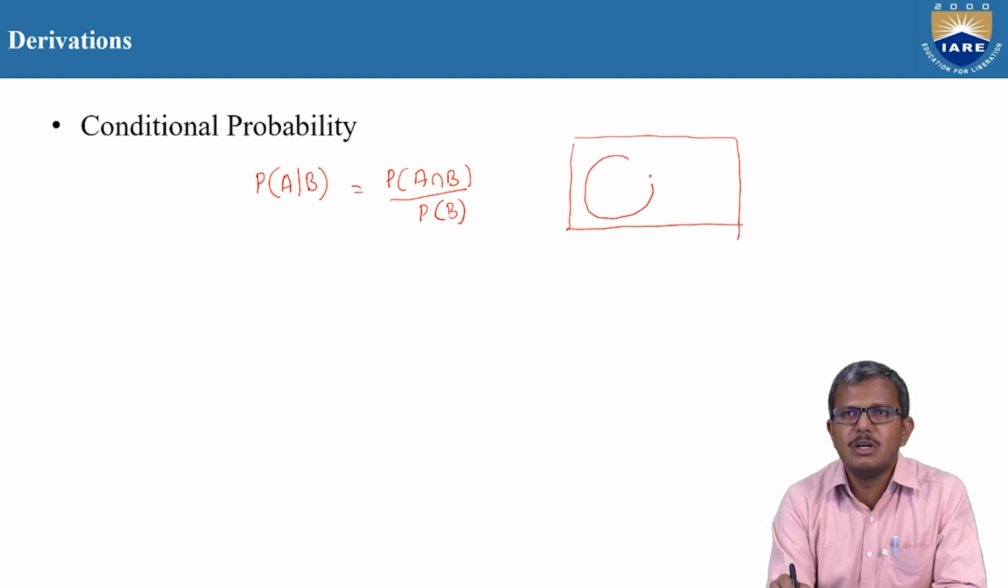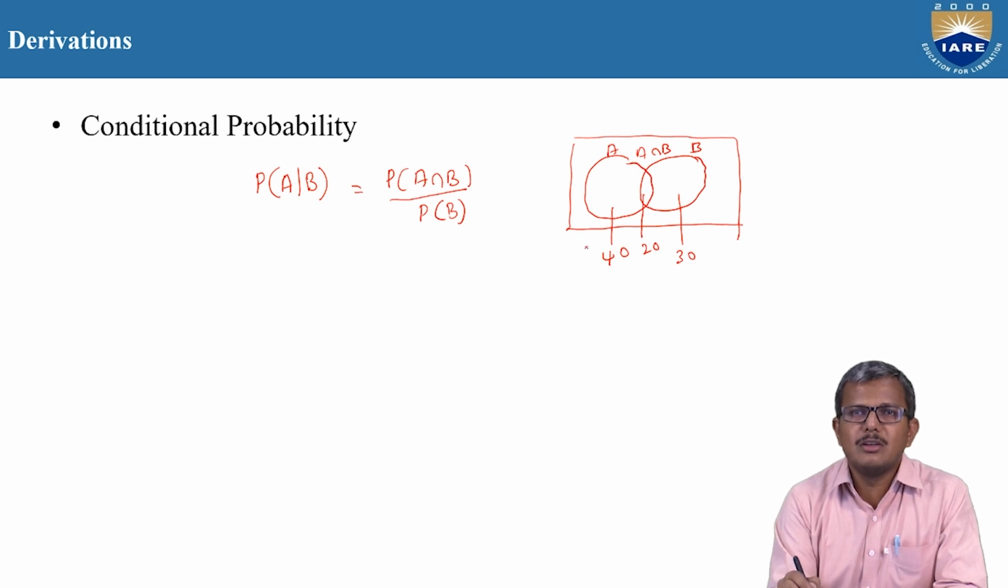So this is a given world. In this given world, two events are there. One event is A and another event is B. The chance for A is 40%, for the overlap is 20%, and for B is 30%. So this one is A intersection B. We are supposed to calculate the conditional probability, that is, for a given B, the probability of A. How will it be?